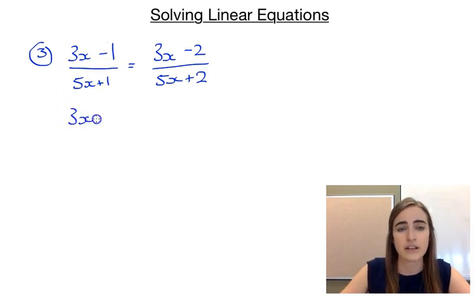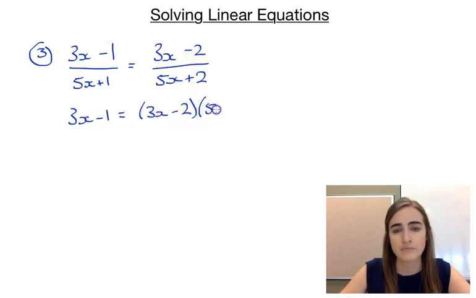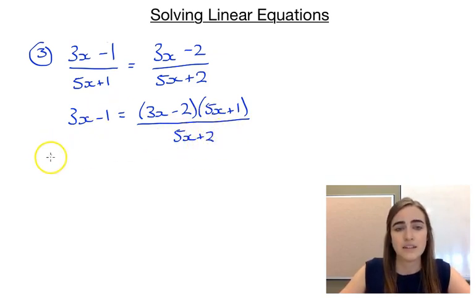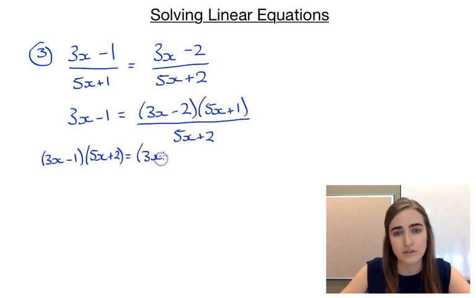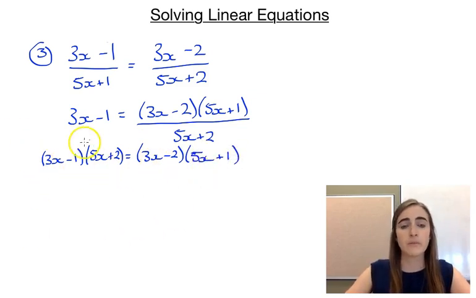So if we do that, we'd have 3x - 1 left on this side. And over here, we'd have (3x - 2) times (5x + 1) over that 5x + 2. So we want to get rid of this one as well, so we'll multiply both sides by that. So we'll end up with (3x - 1)(5x + 2) = (3x - 2)(5x + 1). Alright, so now we want to go through and multiply everything out.